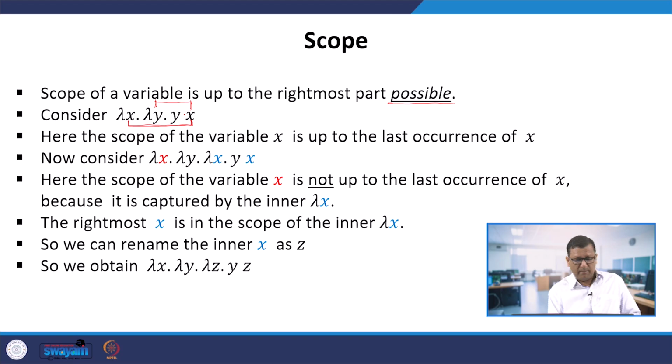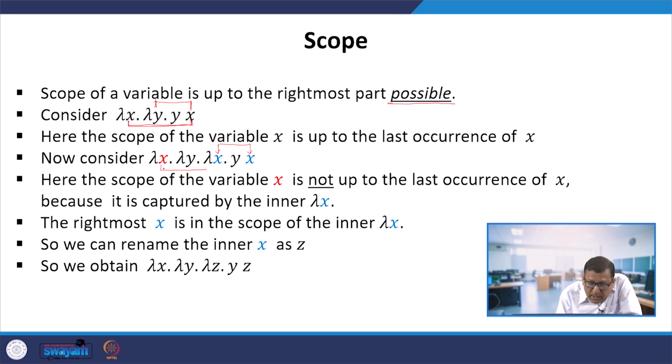Now consider lambda x dot lambda y x dot yx. Now you have to see the rightmost part possible. Now x again, if I do like this, whether I can go to the rightmost part or not, we have to see. So one is I will go, but I see there is again lambda x here. So what should I do now? Here the scope of the variable colored red is not up to the last occurrence of x, because it is captured by the inner lambda x. So this x, the blue one, its scope is up to this.